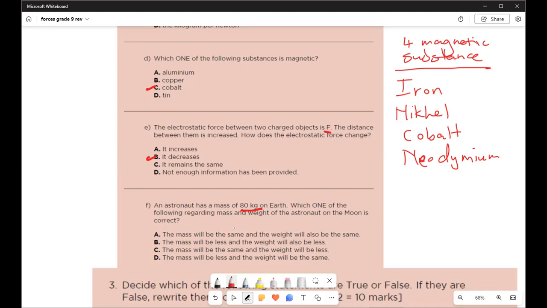The mass will be the same. Yes, I agree. The weight will also be the same. I refuse. So that is out. The mass will be less. That is out. The mass will be the same and the weight will be less. Yes. On the moon, you are going to experience a lesser force of gravity or a lesser weight than when you are on the Earth's surface. So the correct answer is C in this case.